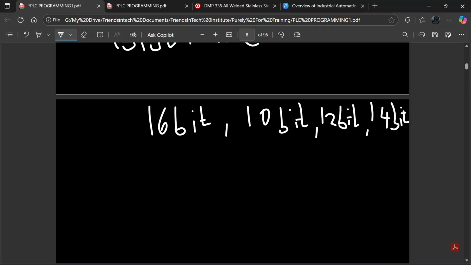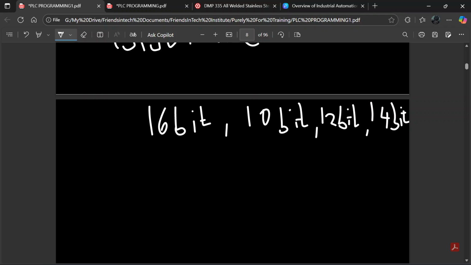Then, what is the need of having all these bits? Why not just work with a 16-bit analog input card? Now, let me explain why. So, you work with 10-bit if you need low resolution, okay? And you work with 16-bit if you need high resolution.